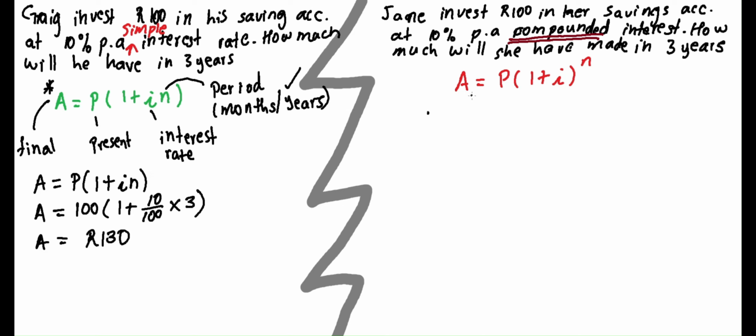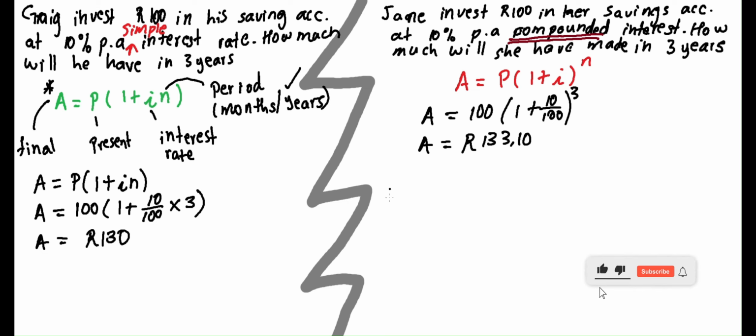We are going to use this formula. A, as we discussed, is our final amount, our future amount. P is the money that she is investing right now, which is 100 rands. 1 plus 10 divided by 100, to the power of 3, because that's the number of years that she left that money in her savings account. When you punch that on your calculator, you should get 133 rands and 10 cents. We can clearly see that Jane made more money than Greg.